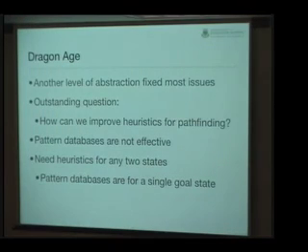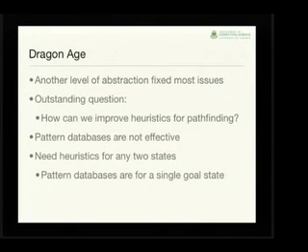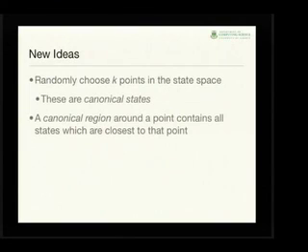OK, so for Dragon Age, another level of abstraction fixed most of the issues. But we had this outstanding question of how to improve the heuristics. We know that we can't use pattern databases, and I need a heuristic between any 2 states in the world. So we're going to start out with an idea that looks like abstraction. What we're going to do is randomly choose k points in my state space. I'm going to label these canonical states. And then I'm going to find the regions around these states that are the closest points to each of my states, and I'm going to call those canonical regions.